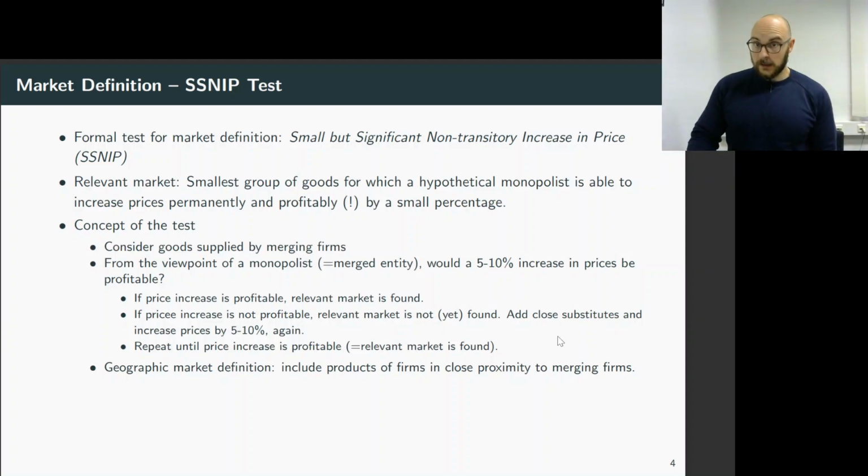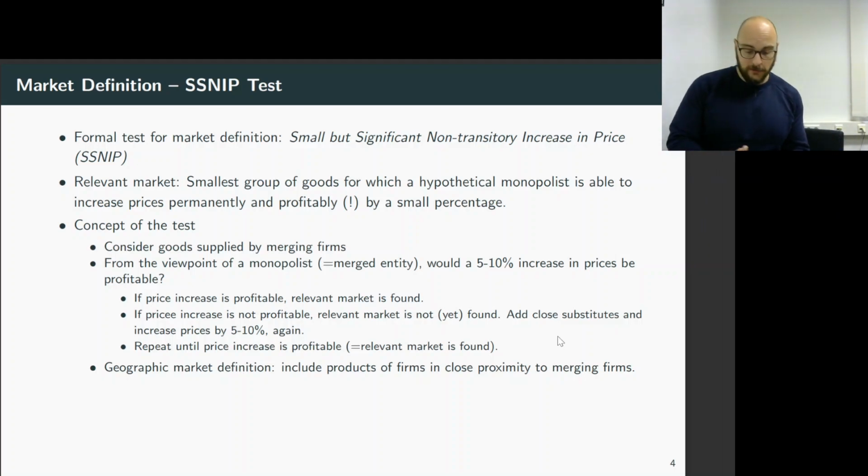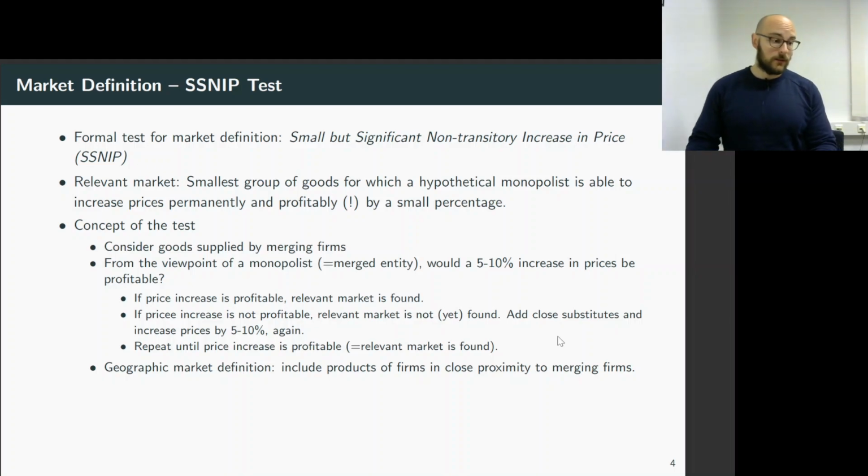And then we add the next close substitute, which would be, for instance, sunflower oil. So if we have a monopolist now for olive oil and sunflower oil, right? Could this monopolist in this market increase the prices by 5 to 10%? If it is profitable, then we have found our relevant market. Then we would say, okay, olive oil and sunflower oil are in the same relevant market, but for instance, butter is not in the same relevant market. If the price increase does not pay off for the monopolist of olive oil and sunflower oil, then we have to take the closest substitute, which could, for instance, be butter or other oils that could be relevant, right?